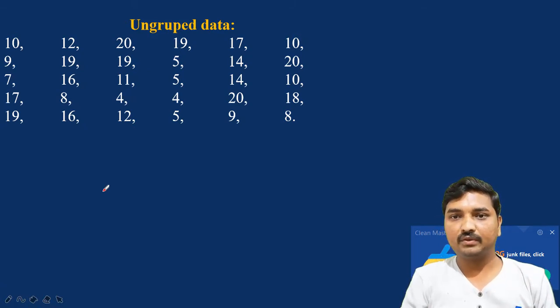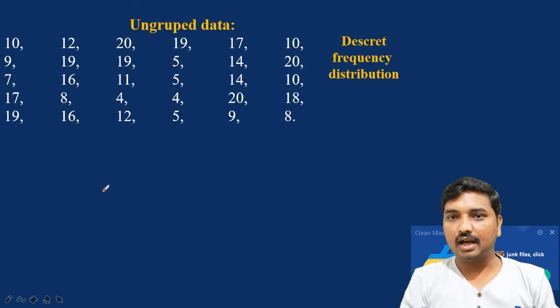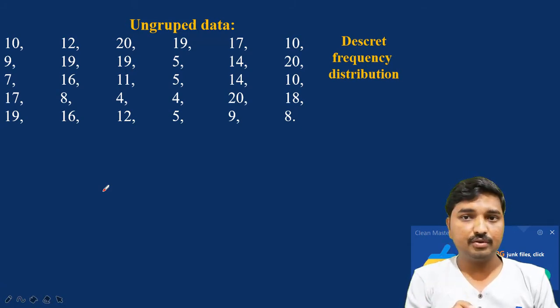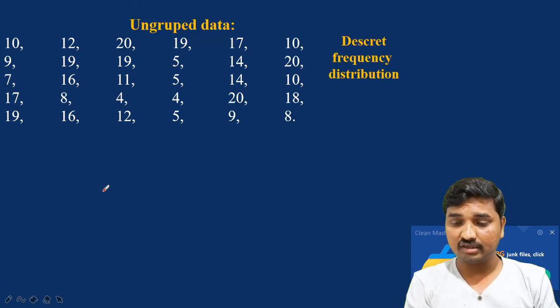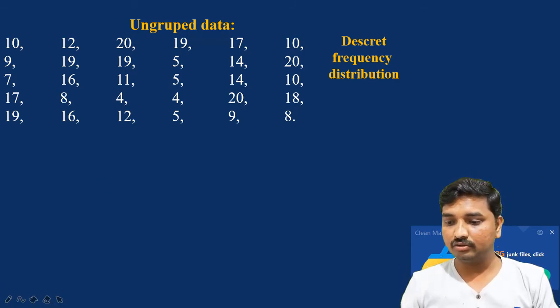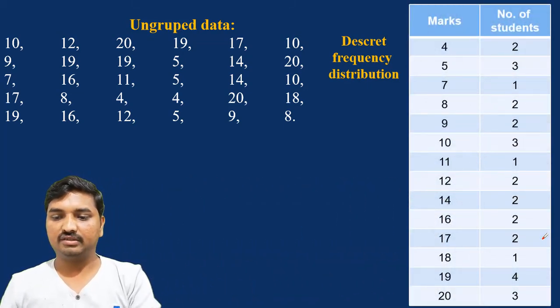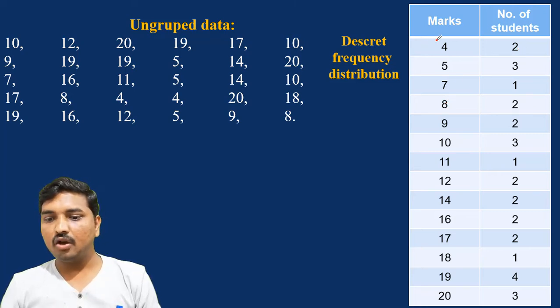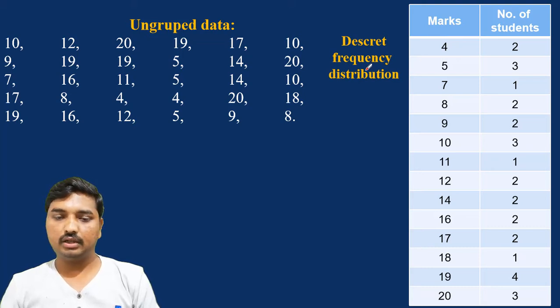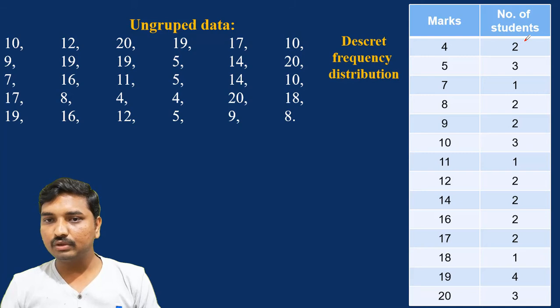If you do it in this way, I'm going to group this data. Now look here, I'm going to give you a discrete frequency distribution. This is grouped data. Now look at the table carefully. 4 is a data and 2 is the number of students. The second column is frequency, the first column is data. Remember, 4 appears 2 times. You can verify this. 4 appears 2 times, and for data 5, the frequency is 3 because it appears 3 times.